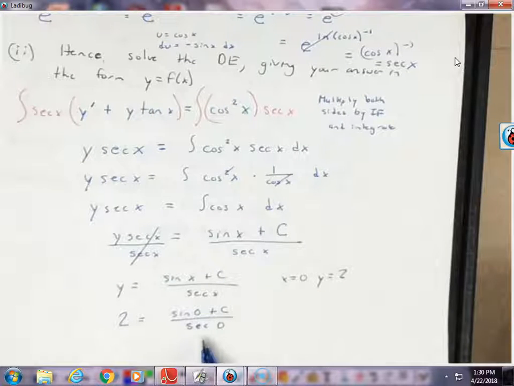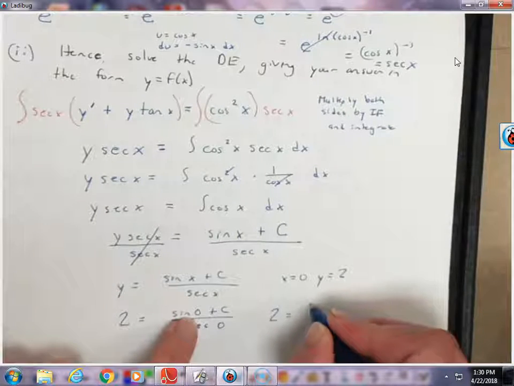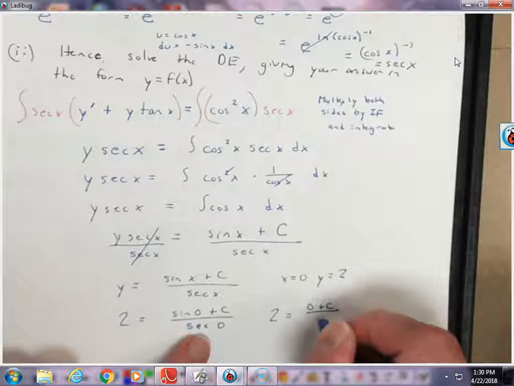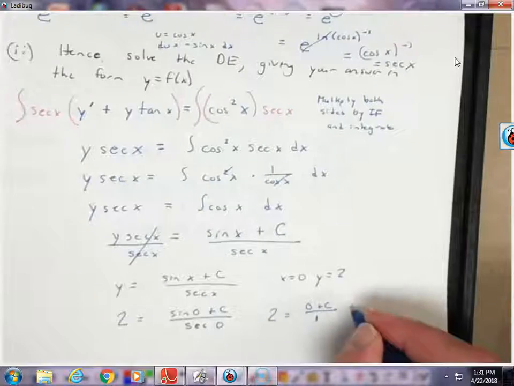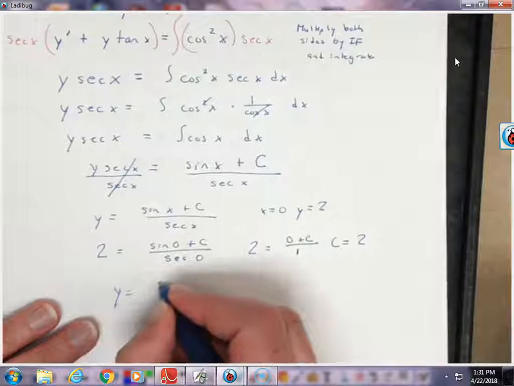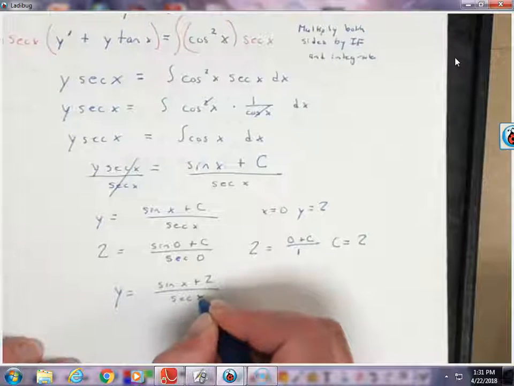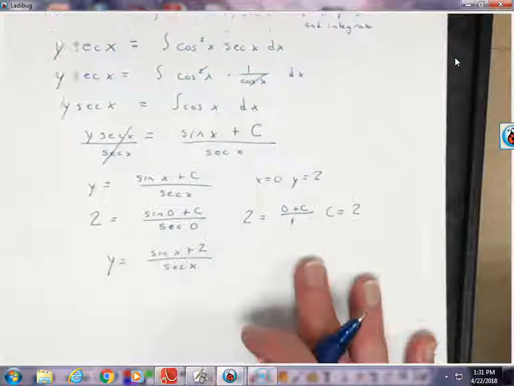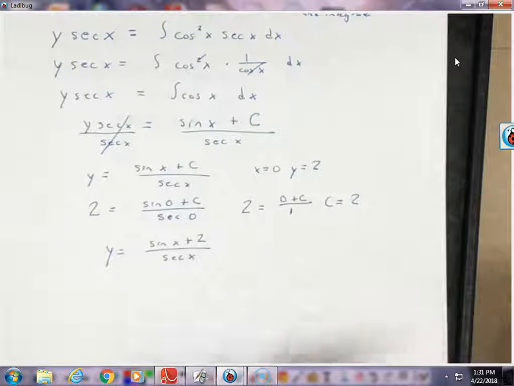Well, secant is just the reciprocal of cosine, so we know the cosine of 0 is 1. Take the reciprocal of that, it's still 1, so this guy is 1. So you'd have 2 equals sine of 0 is 0 plus c over 1. So altogether you just have that the constant is 2. Okay, so then just substitute that back in. Sine of x plus 2 over the secant of x. And that is a perfectly fine way to leave that. If you want to separate it out into two different parts, you can, but I'm just going to leave it like that.